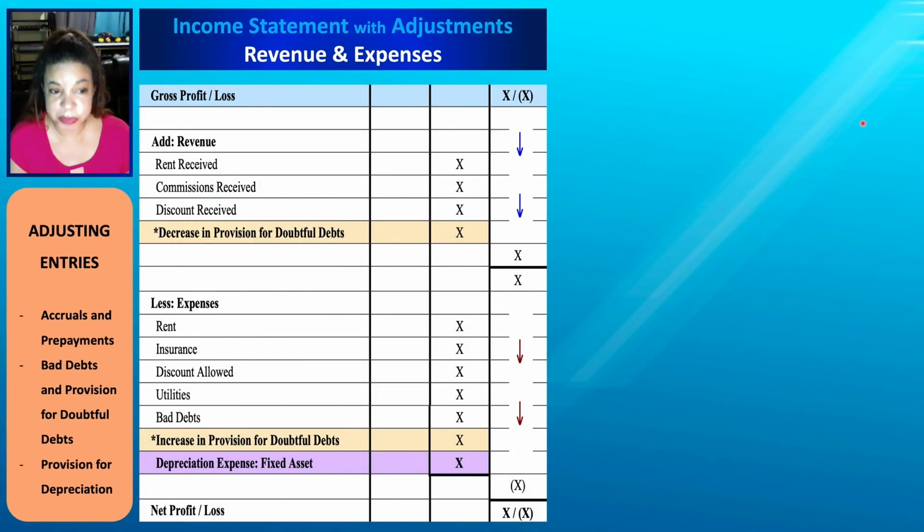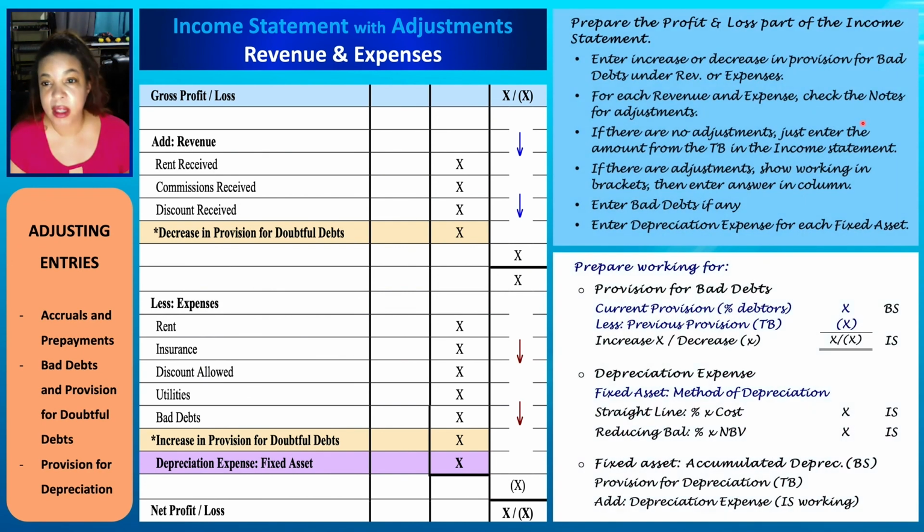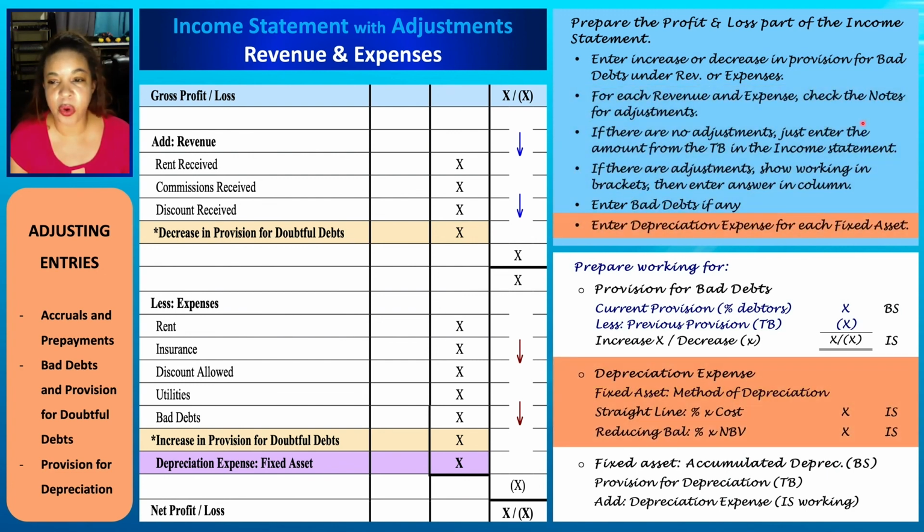Okay, so just remember, you have these things to do. You have to calculate your increase or decrease in provision for bad debts. You have to account for your accruals and your prepayments. And then you also have to calculate your depreciation expense for each non-current asset according to the method. And that's it for the income statement.